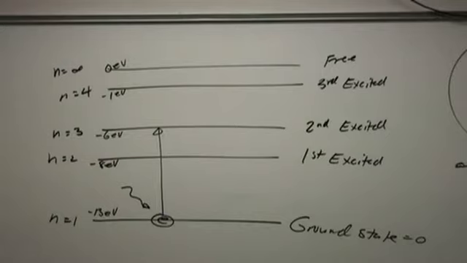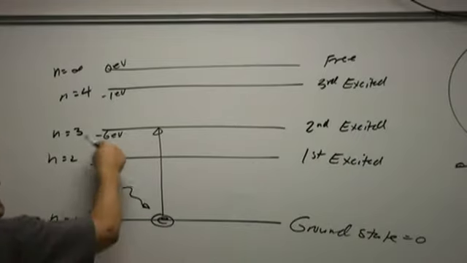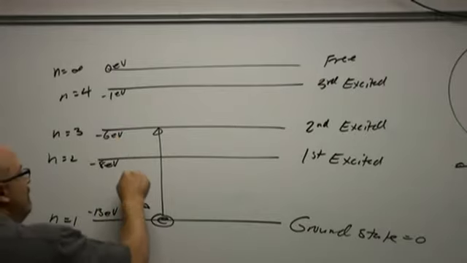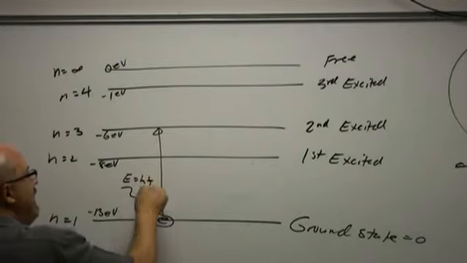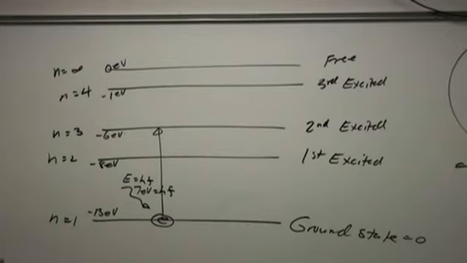A 7 eV photon. Why? Because it jumped from negative 13 to negative 6. The difference between the two is 7. So that's E equals hf. That's a 7 eV photon, hf. You can figure out the frequency of it, and you can tell me whether it's going to be visible or not.